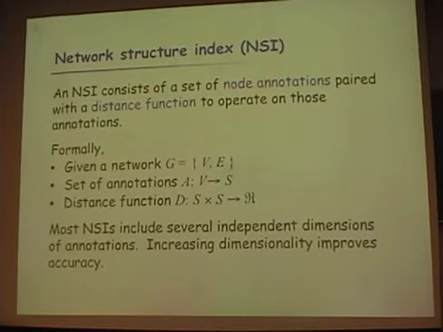So we came up with this idea of a network structure index. That is something where you have a set of annotations where every vertex has some value, and a distance function where you can compare two of these values to get an estimate of path length between those two nodes. So any two nodes we can look at and say compare their scores, compare their index values, and get a decent estimate of path length.